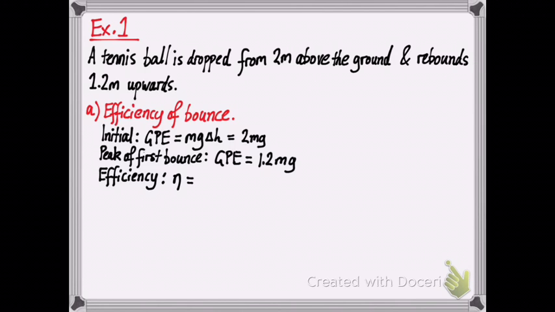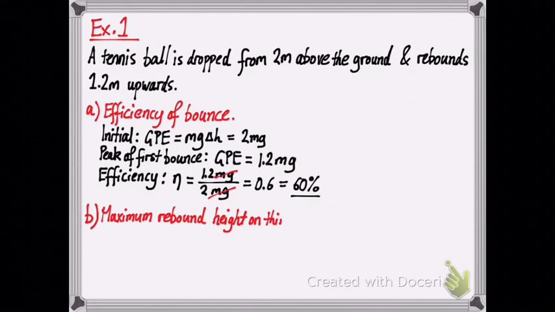The efficiency is denoted by the energy output, which was 1.2 mg, over the total energy input, which is the initial energy of 2 mg. When you take this ratio, you can cancel out the mg's, which gives us 0.6 or 60% efficiency.